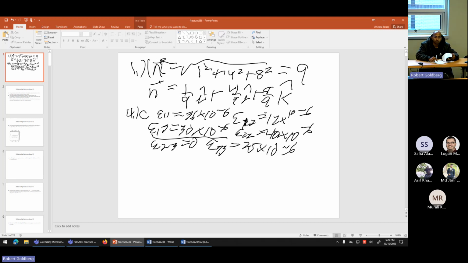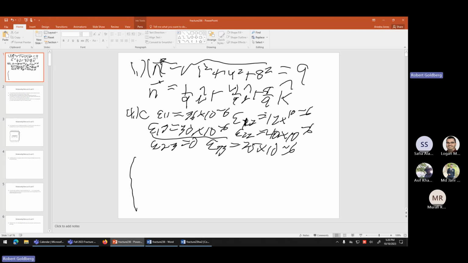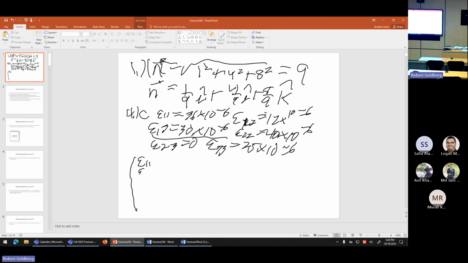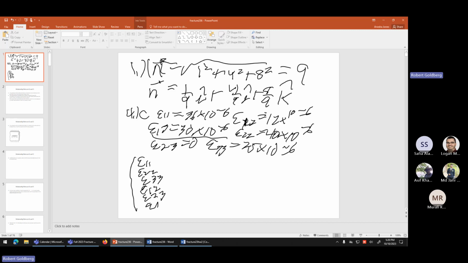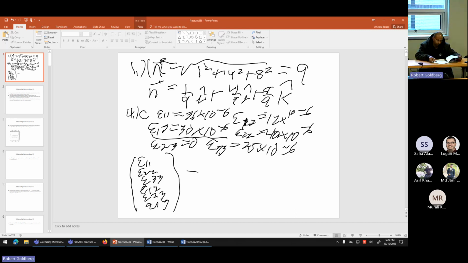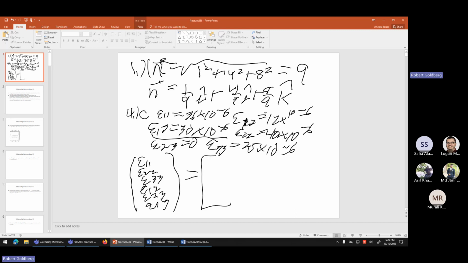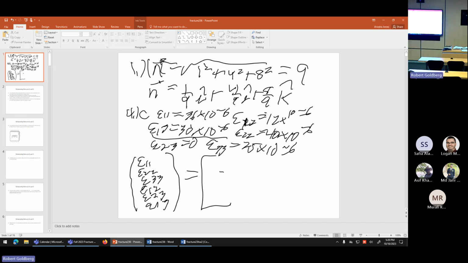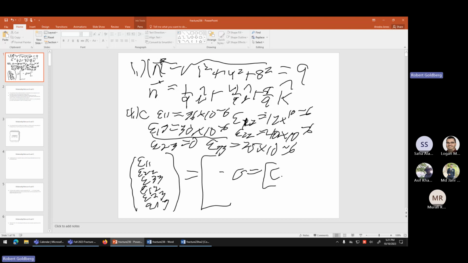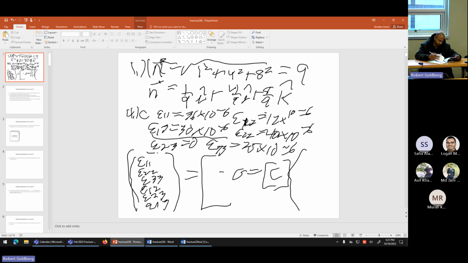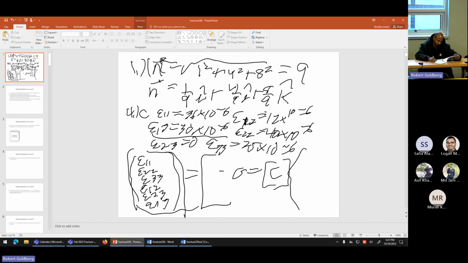So what you needed to do was put the strains in column vector form, epsilon 1, epsilon 2, epsilon 3, and so on, and then set that equal to your, so your stress was equal to your compliance matrix times your strains in this vector format.